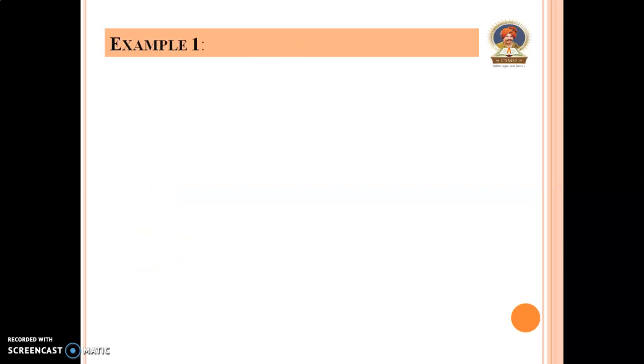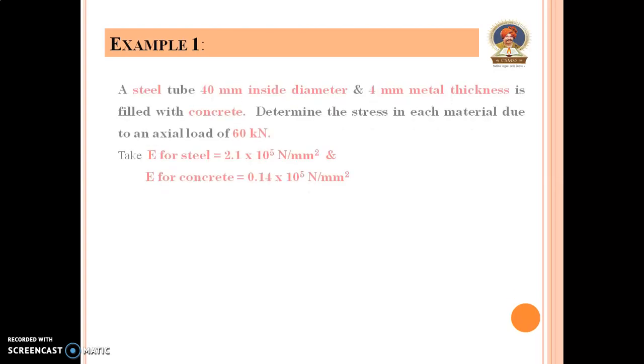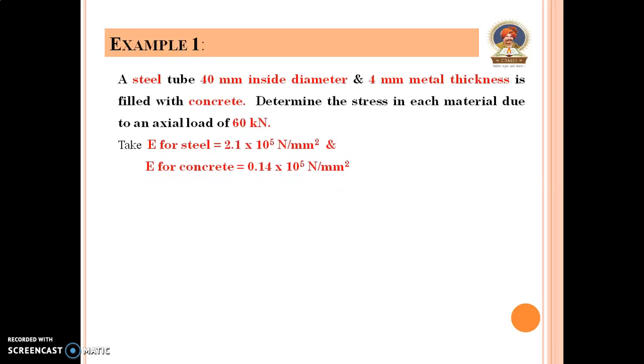These all are important formulas that are used for numerical. So example 1: a steel tube of 40 mm inside diameter and 4 mm metal thickness is filled with concrete. Determine the stress in each material due to an axial load of 60 kN.